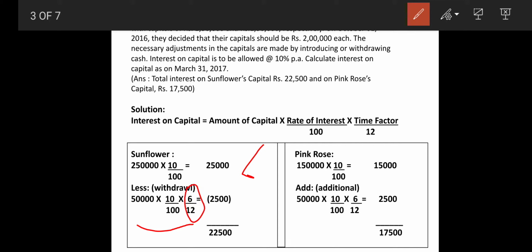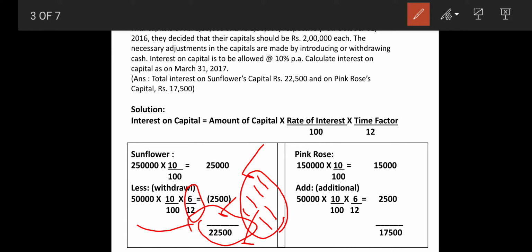Here we will be calculating for 6 upon 12 because October, November, December, January, February, March. So this will be calculated for 6 months over here, and that gives you 2,500, which we will be minus from the yearly interest on capital of the firm. तो हमारा फाइनल आंसर हमको मिल जाएगा 22,500, राइट.